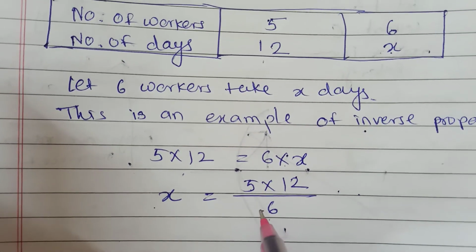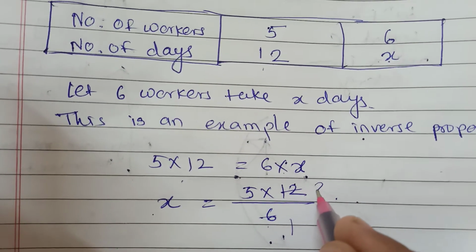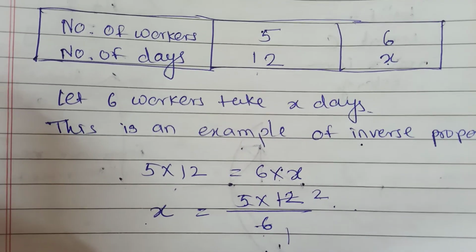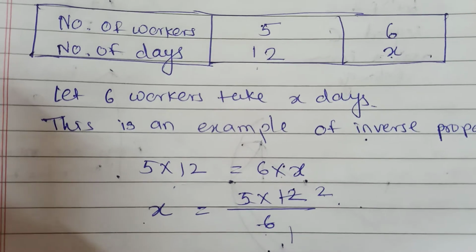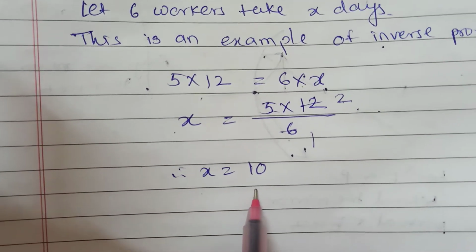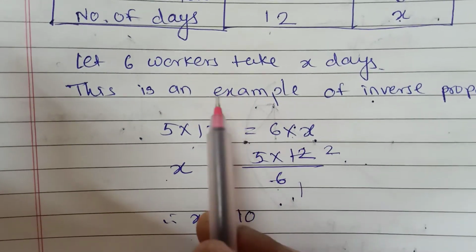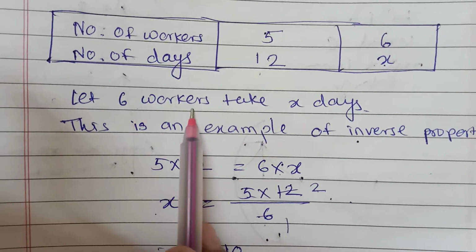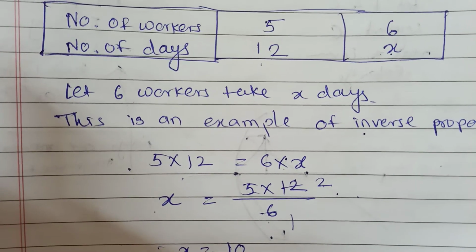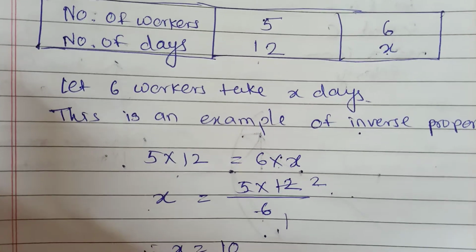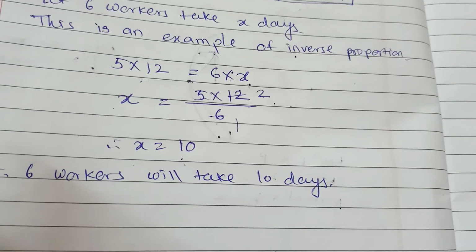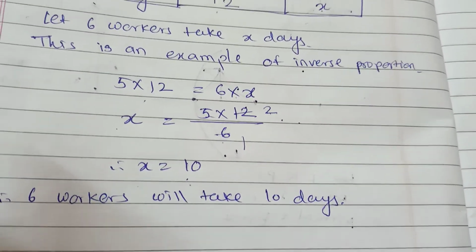So we can cancel: 6 1s are 6, 6 2s are 12. Therefore x is equal to 5 into 2, that is 10. Upon 1, denominator 1, no need to write. So value of the x is 10. What we have considered x? 6 workers take x days. That means 6 workers take 10 days to complete the work. So we'll write the statement. So 6 workers will take 10 days.